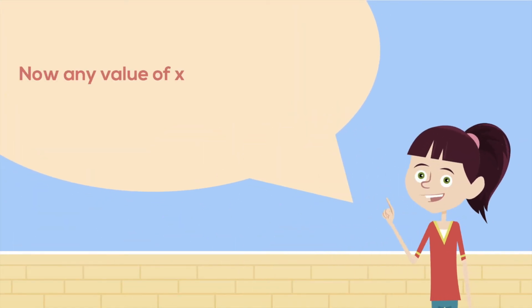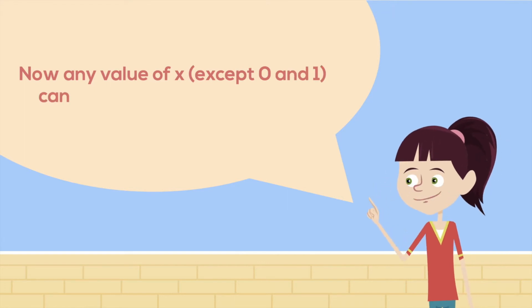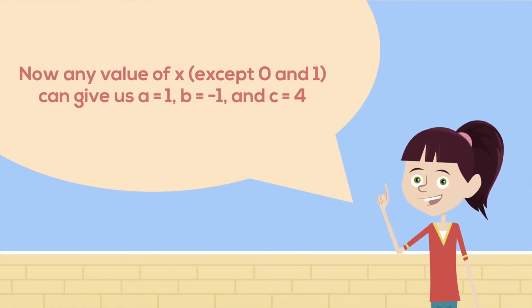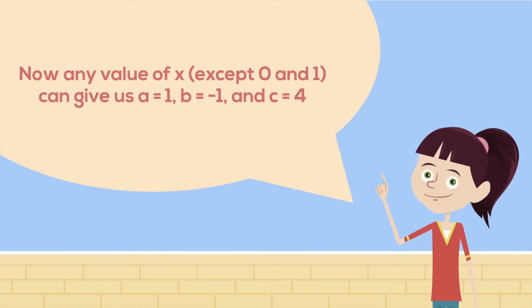Now any value of x except for 0 and 1 can give us a equal to 1, b equal to minus 1, and c equal to 4.